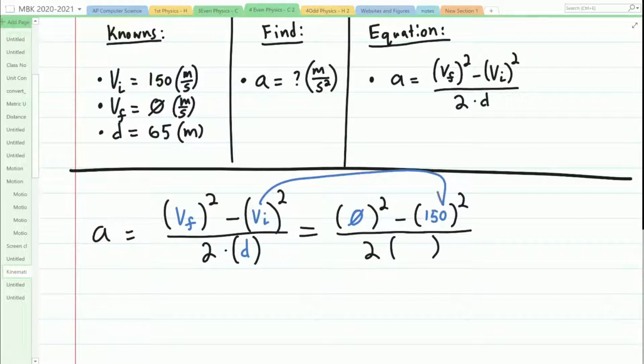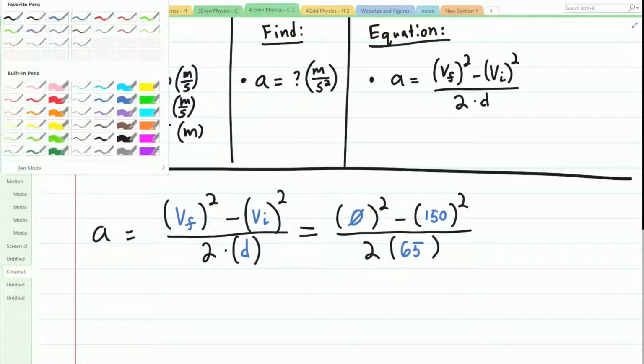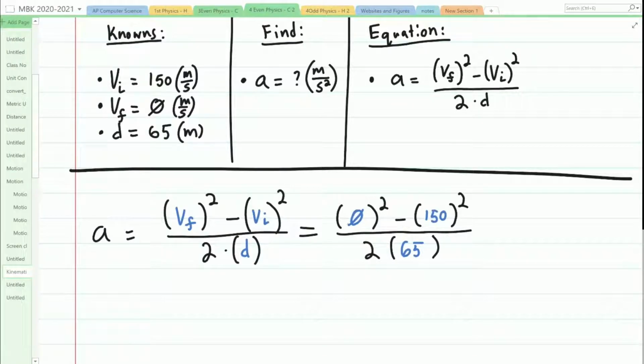V sub I is right here and it plugs in right there. And then lastly, D is my displacement. And in this case, it's going to be 65. Cool. Now, when it comes to doing 0 squared, that doesn't really do anything. So I'm just going to get rid of that.